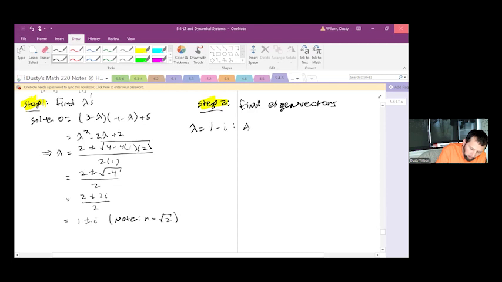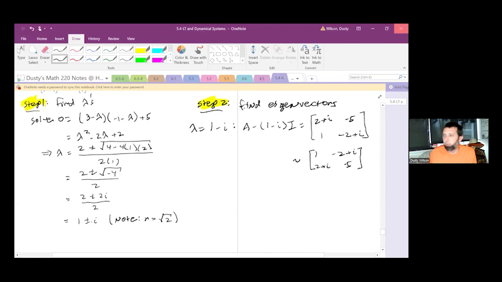And so now we're going to look at A minus (1 minus i) times the identity matrix, which will be [2 plus i, -5; 1, -2 plus i]. And we could row reduce this by simply swapping our rows. If we swap our rows, we'll end up with [1, -2 plus i; 2 plus i, -5].